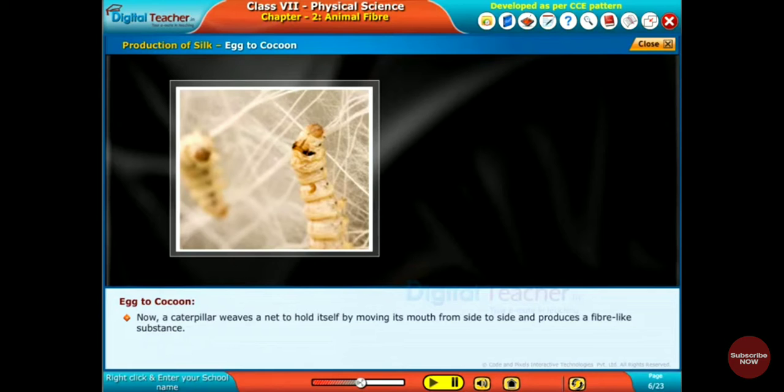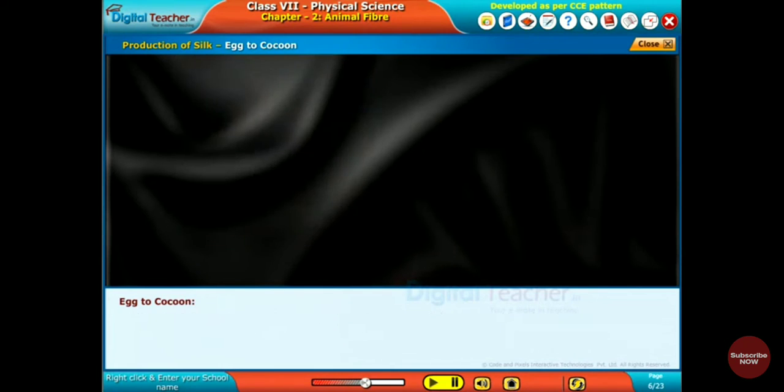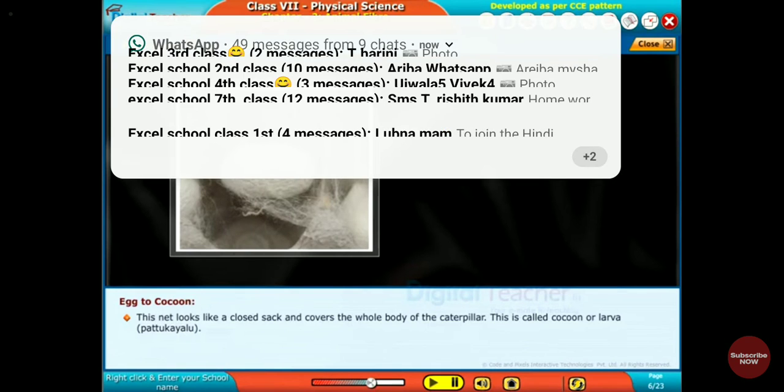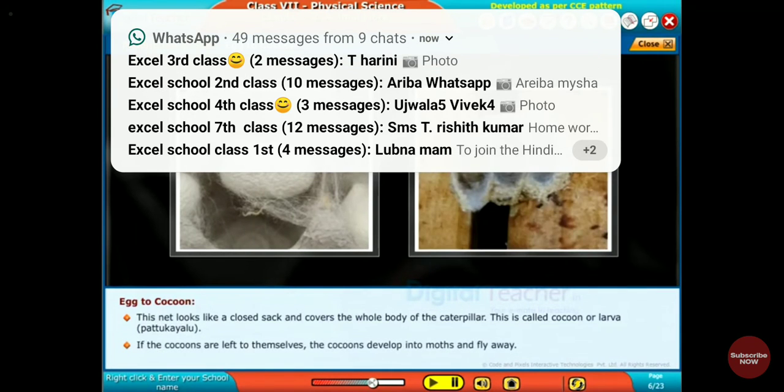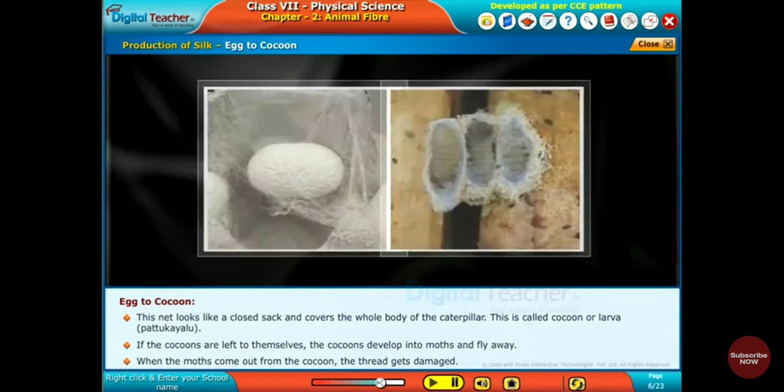fiber-like substance. This substance becomes strong when it is exposed to air and heat. This net looks like a closed sac and covers the whole body of the caterpillar. This is called cocoon or larva, pattukayalu. If the cocoons are left to themselves, the cocoons develop into moths and fly away. When the moths come out from the cocoon, the thread gets damaged.